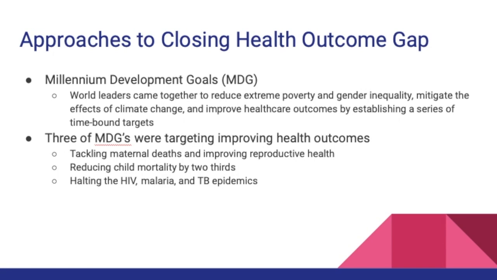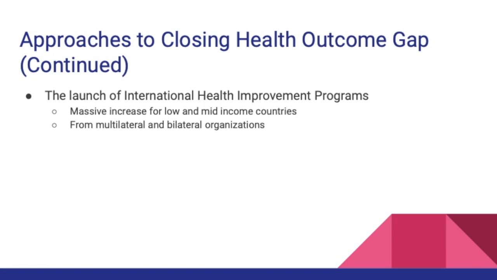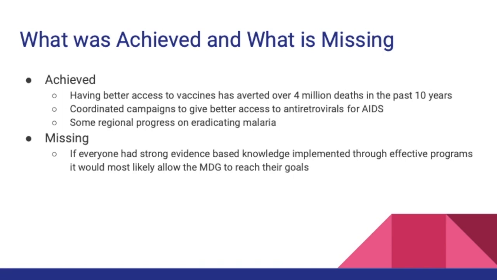And these three targets that they had here were tackling the maternal deaths and improving reproductive health, reducing the child mortality rate by 2/3, and halting the HIV and malaria and tuberculosis epidemics. Much of it is focused on improving health outcomes with assistance from the government and partner organizations. And they get a lot of help from a number of bilateral organizations as well.